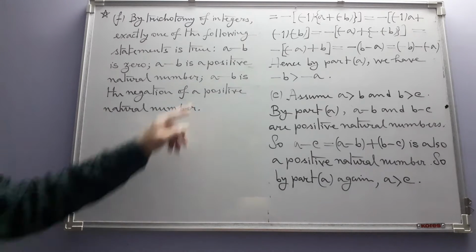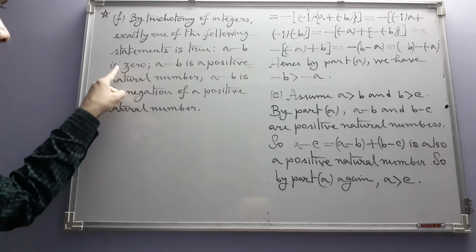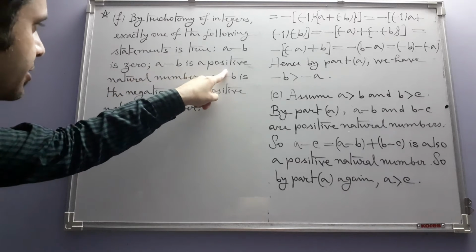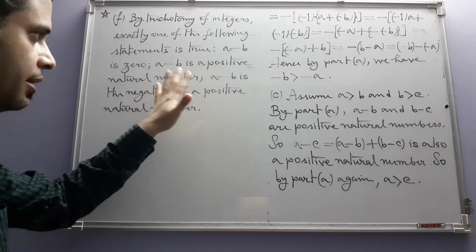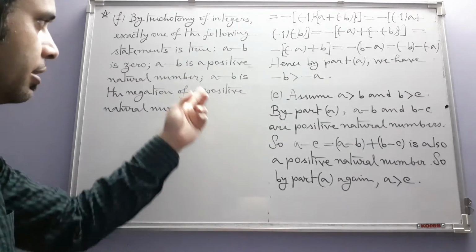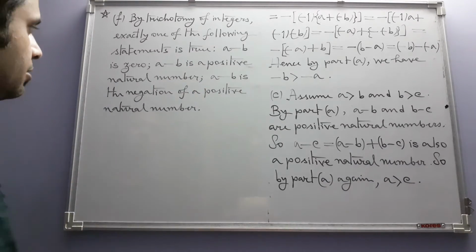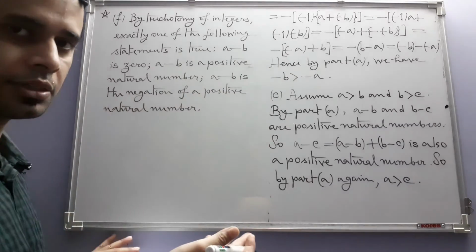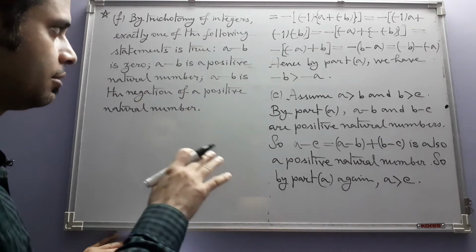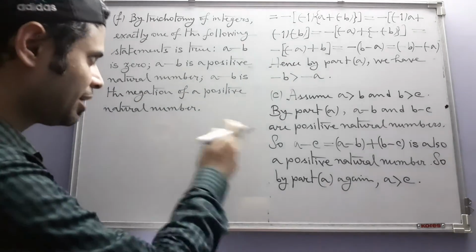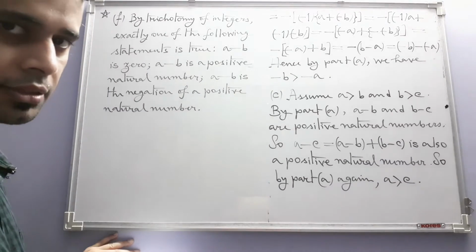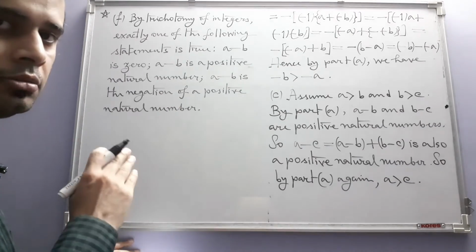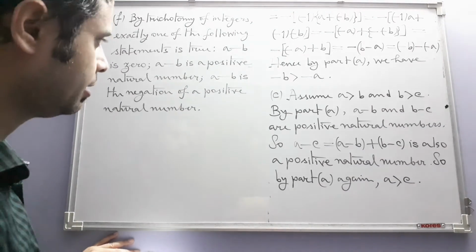Okay. If A minus B is 0, then A is equal to B, and conversely. If A minus B is a positive natural number, then A is greater than B, and conversely, that is by part A. If A minus B is the negation of a positive natural number, then and only then B minus A is a positive natural number. So by part A, that is equivalent to the condition that B is greater than A.